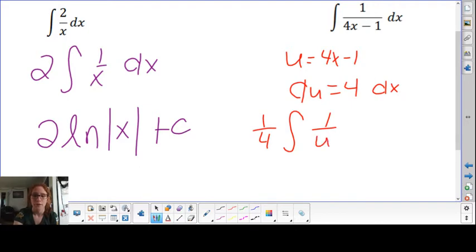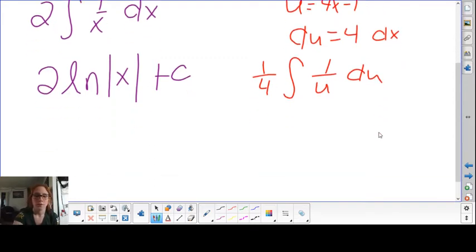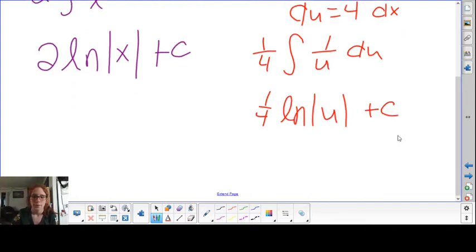So now I have 1/4 times the integration of 1 over u du. The integration of 1 over u is the natural log of |u| plus c. And we said my u was 4x minus 1.